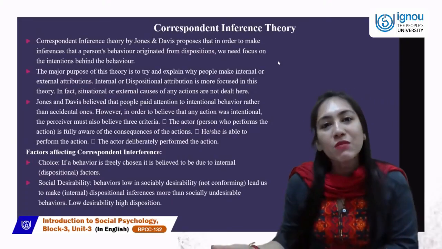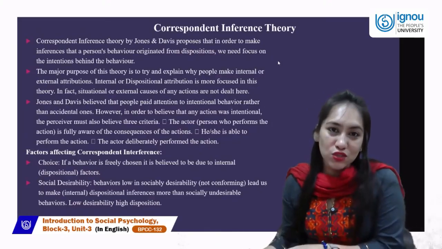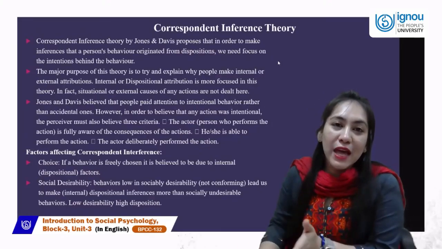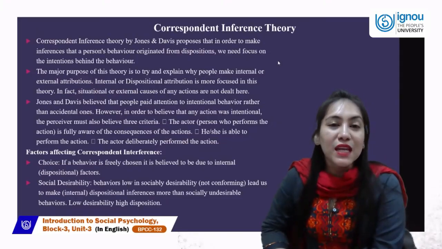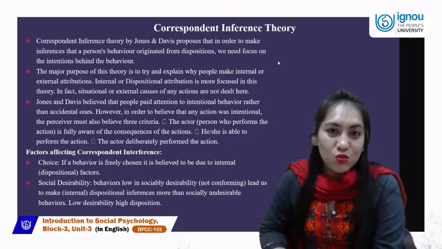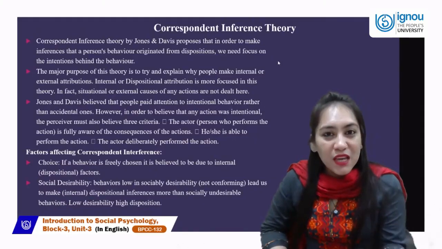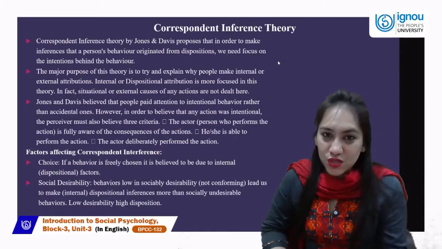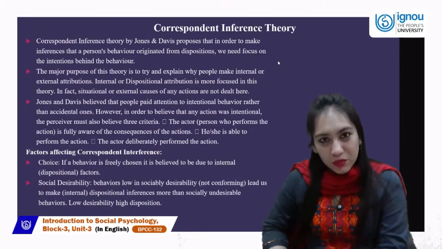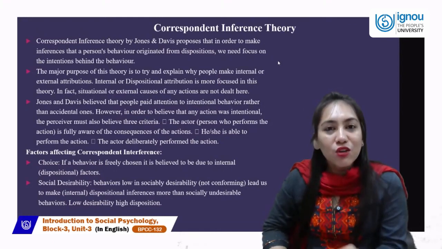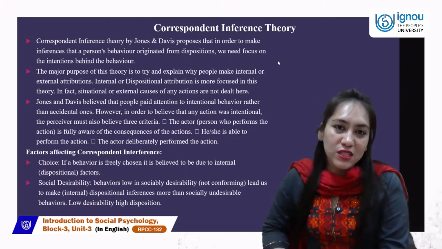So when you're purposely making your behavior socially desirable, it holds low dispositional attribution. That means we cannot attribute it to your personality. Your personality is not reflected in your dispositional attribution. So first, your behavior needs to be freely chosen. You should not be forced by people. Once you're forced by people, remember, that behavior cannot be a reflection of your personality. The second that we talk about is social desirability.